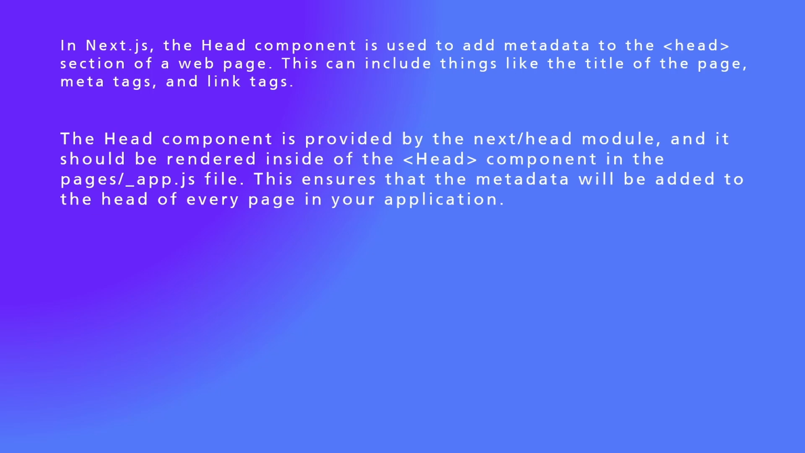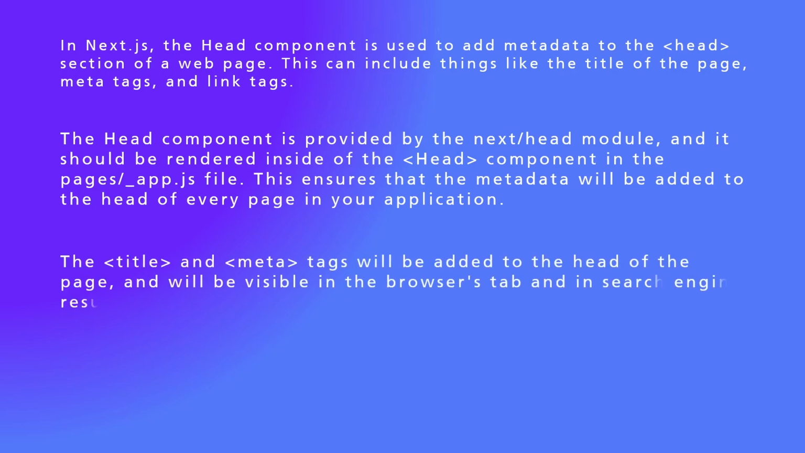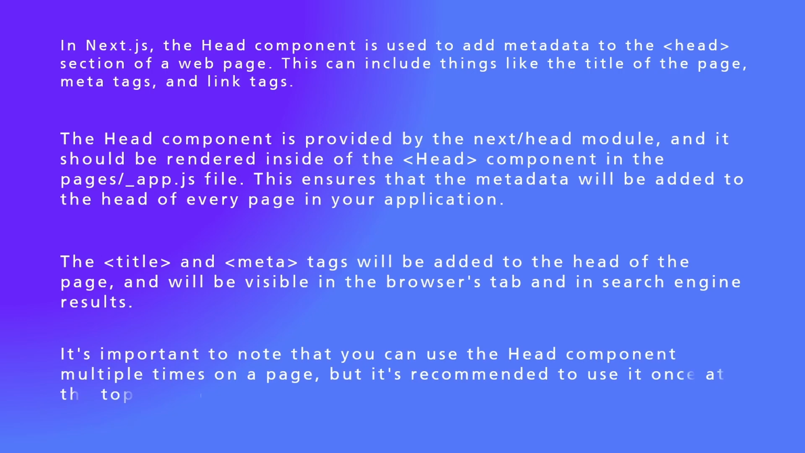It should be rendered inside the Head component in the pages _app.js file. This ensures that the metadata will be added to the head of every page in your application. The title and meta tags will be added to the head of the page and will be visible in the browser's tab and in search engine results. It is important to note that you can use the Head component multiple times on a page, but it is recommended to use it once at the top level of your application.